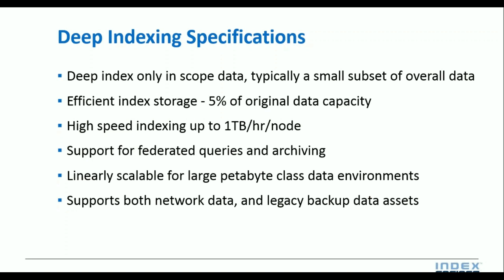So again, why are we going to do this with Index Engines? It really comes down to the fact that Index Engines is the only product that's going to content index this volume of data at unprecedented speeds. We can support indexing of up to 1 terabyte an hour on a single system with a single job. We can combine multiple jobs and even multiple systems in federation to support indexing, search and query, reporting and archiving in a petabyte class environment. And we're going to do this with about a 5% footprint from a data storage perspective.